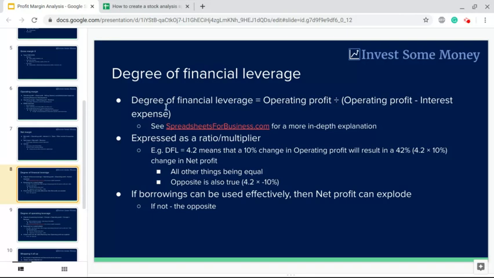So if interest expense is enough to lower this denominator to make it 4.2, then that means there's a considerable amount of leverage. A 4.2 is going to bump just a tiny 10% change in operating profit up to a 42% change in net profit. That's a huge jump in net profit. That's why it's leverage. A little, I'm using air quotes here, a little bit of interest expense can translate into a big change in net profit if it's used appropriately.